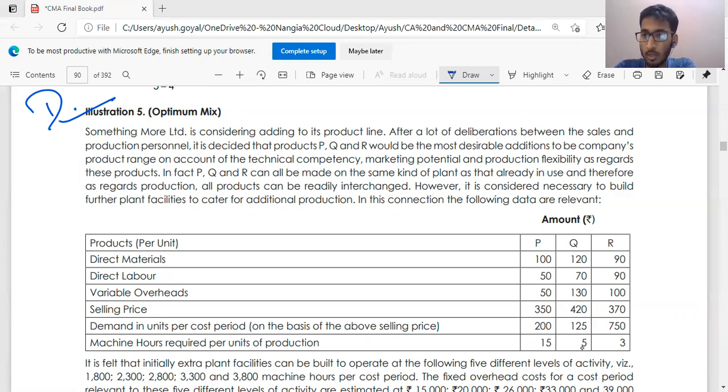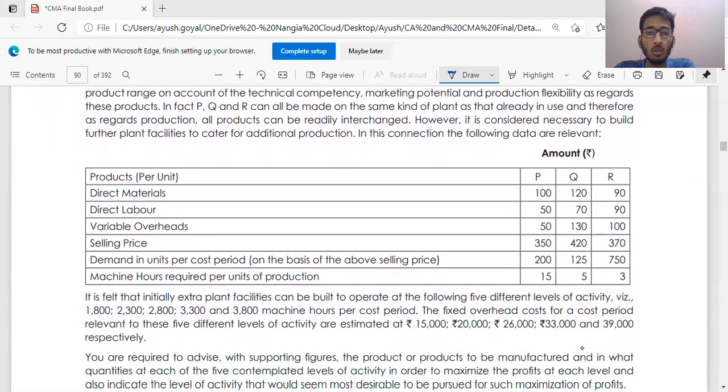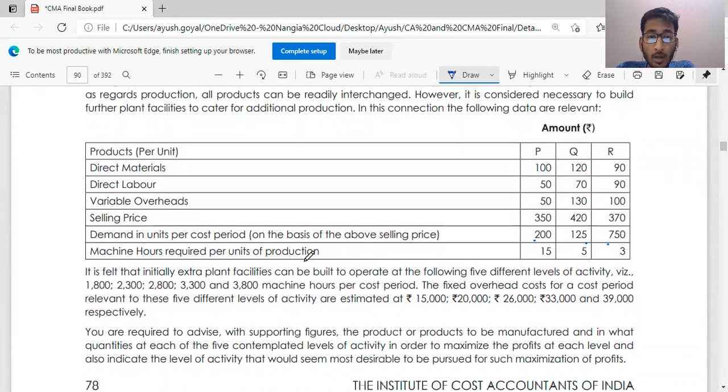In this connection, the following data is given to us. So basically, we are thinking about making product PQR, and the following data related to PQR is given to us. So basically, direct material, labor, variable overhead, selling price, demand in units per cost period. So basically, in one period, demand for P, demand for Q, and demand for R is given to us, and machine hours required per unit of production.